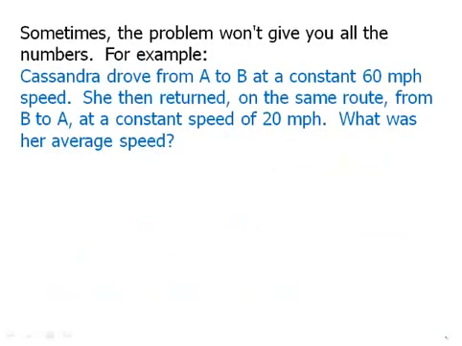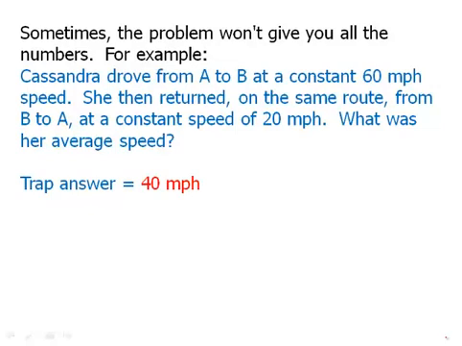Sometimes the problem won't give you all the numbers. For example, Cassandra drove from A to B at a constant 60 miles an hour speed. Then she returned on the same route from B to A at a constant speed of 20 miles an hour. What was her average speed for the whole trip? Of course, the trap answer is just averaging 60 and 20. That would be 40. So it is true that 60 plus 20 divided by 2 is 40. That's how you'd find the average of those two numbers.